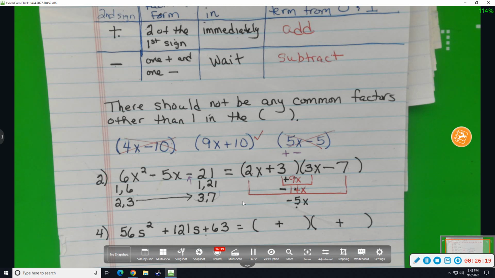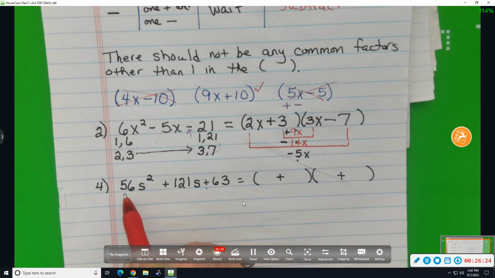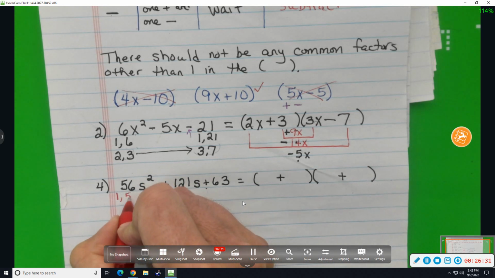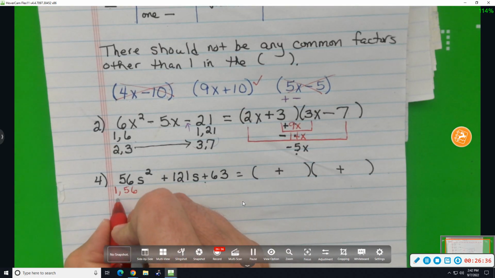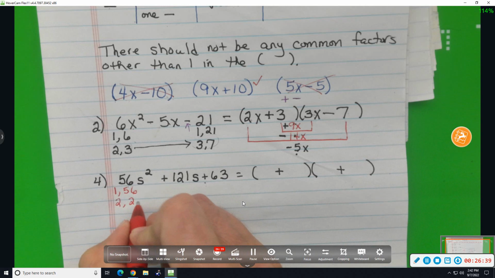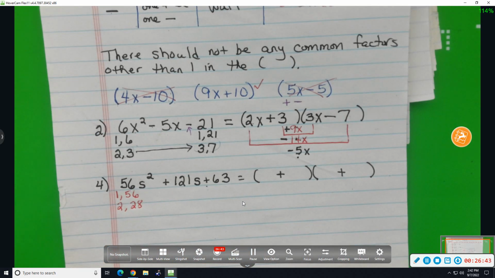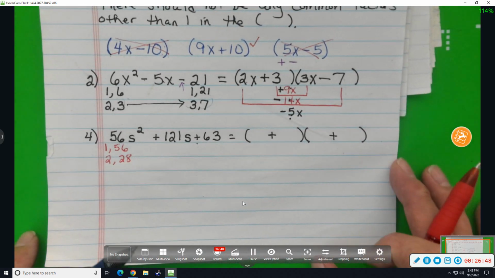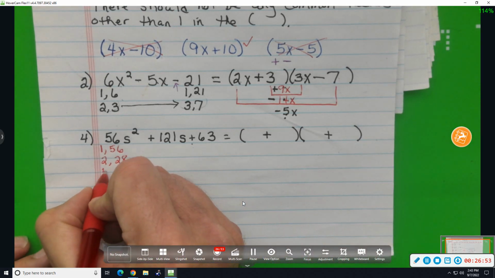And now, let me think. Numbers that multiply together to give a 56. Well, I'm going to write out all of them that I can think of. 1 times 56. And what about 2? Is 2 times 28? Does that give you a 56? 2 times 28? 3 doesn't divide evenly into 56. But I think 4 does. What's 56 divided by 4?